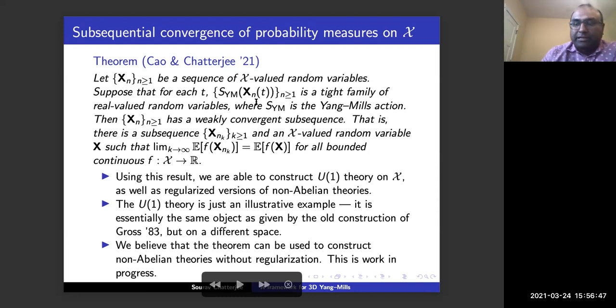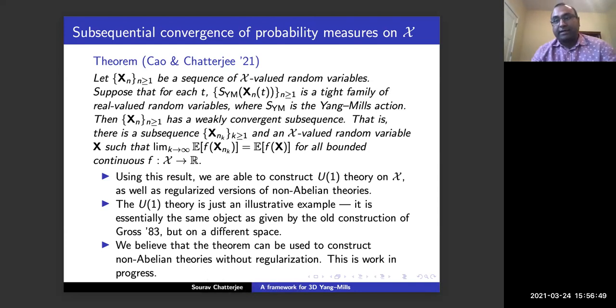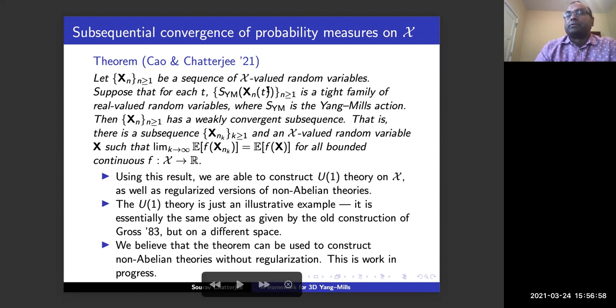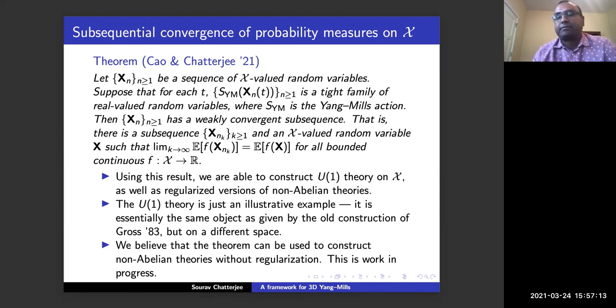So the whole program, now that we have a well-defined space, is to define these approximations to these theories, and to show that this tightness criterion holds, that these Yang-Mills actions are tight, and once that is proved, then this will have a weakly convergent subsequence. Okay. Any questions?